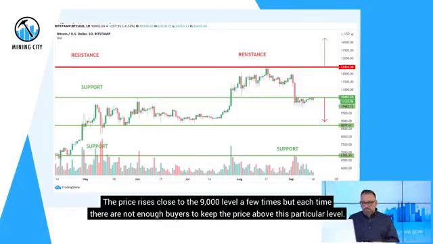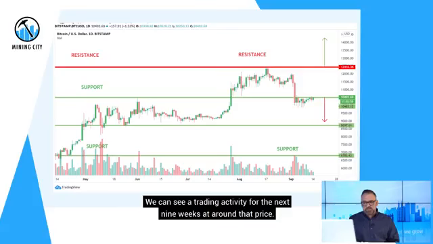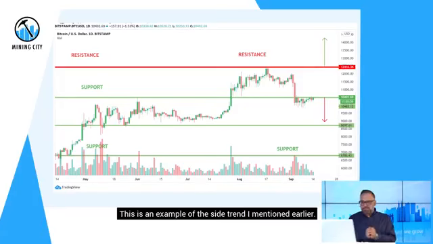The price rises close to the $9,000 level a few times, but each time there are not enough buyers to keep the price above this particular level. We can see trading activity for the next 9 weeks at around that price, and this is an example of something we called earlier a side trend.